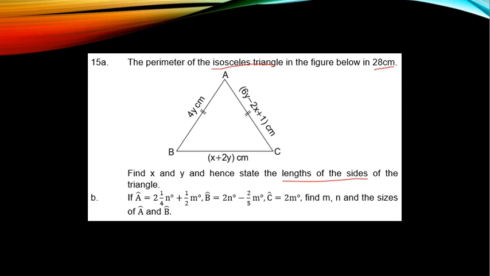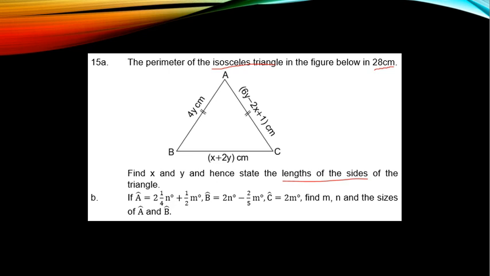Then B, if angle A is 2 and 1 over 4 n degrees plus 1 over 2 m degrees, angle B is 2n degrees minus 2 over 5 m degrees, angle C equals 2m degrees. Find m and n and the sizes of angle A and B. So let's attend to A first.